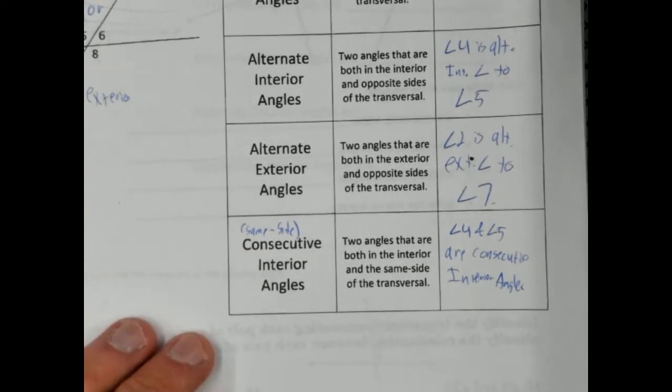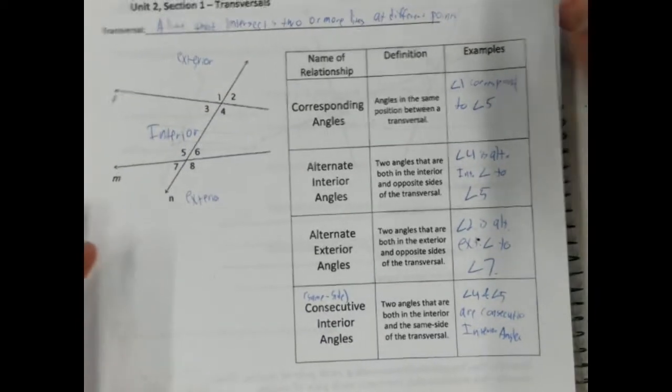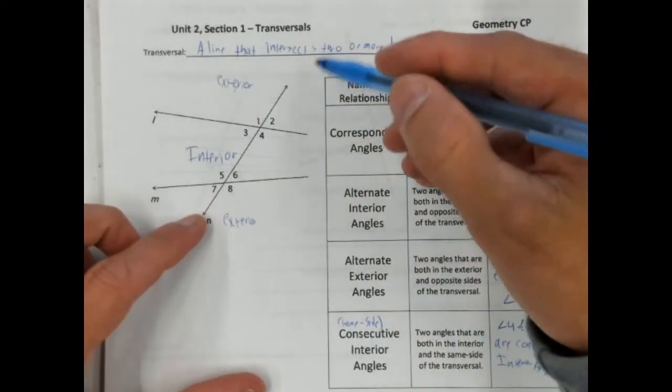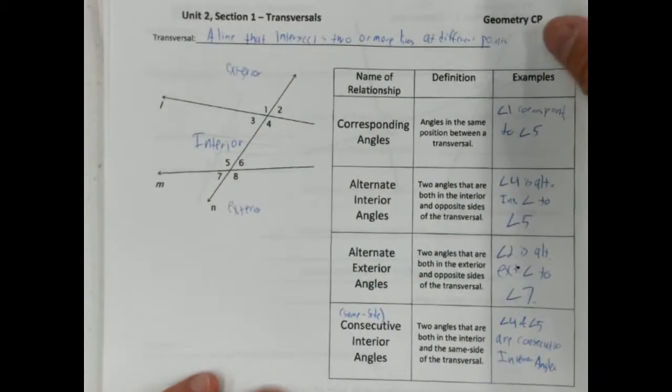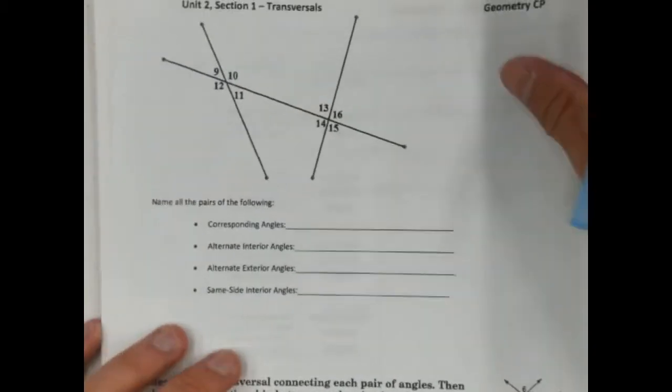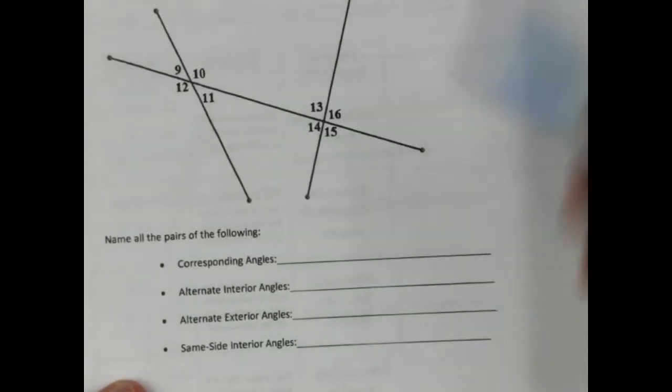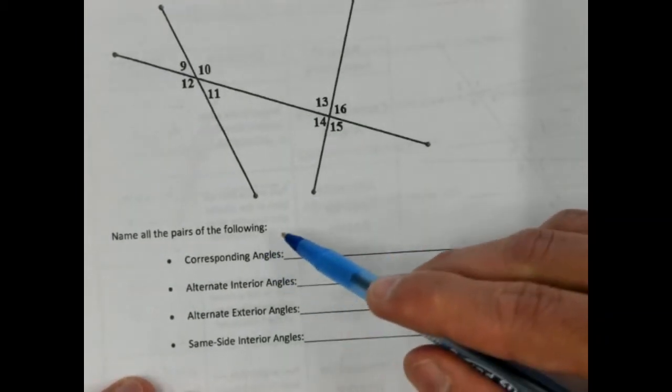Both terms are used. All right, so those are the different types of angles we're going to talk about. So we have a transversal, that's a line crossing two other lines, and it creates this relationship that exists. So let's go ahead and go to the next part here. It's going to ask you to go ahead and name some corresponding angles.